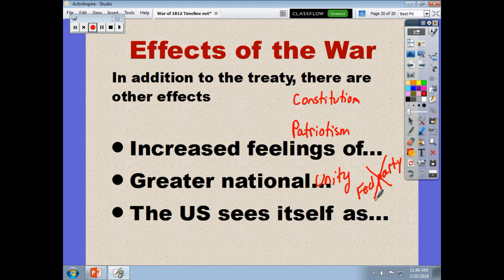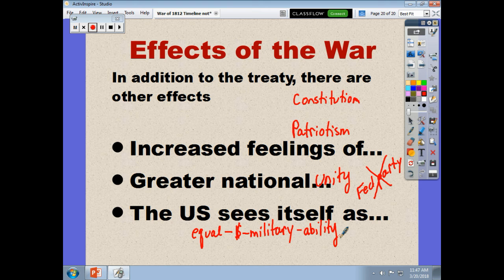Those who supported the Federalist Party and those who argued against the war are seen as traitors, and so the Federalist Party disappears. And the United States at this point now sees itself as really equal to all the countries of the world. Equal in terms of its economic strength, in terms of its military strength, in terms of its ability as a country to handle problems. There's this sense of equality that now exists. Americans have a great deal of confidence.